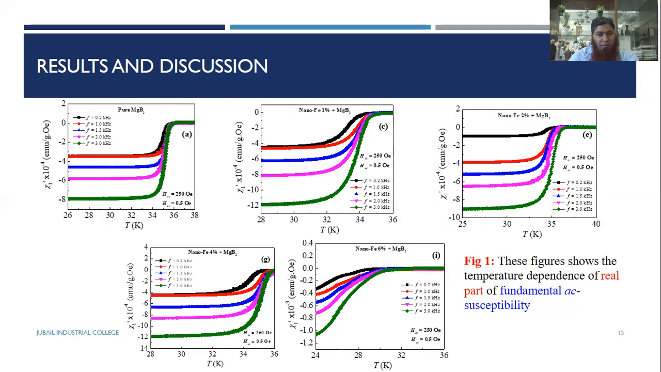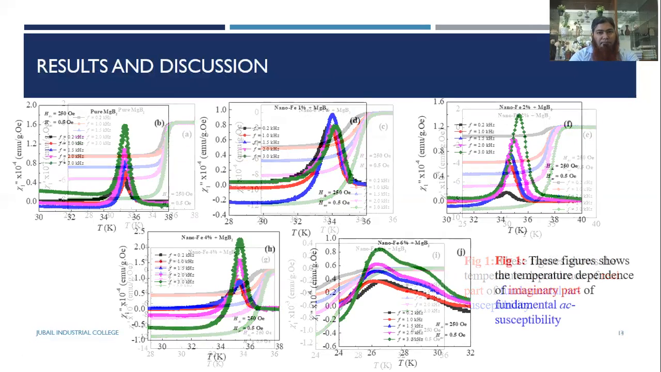Here you can see the transition temperature is near 34 or so, and also in the 2% the behavior is changing, and in 4% and 6%. In 6% the behavior is totally different, and the transition is around 28 to 32. So these figures show the temperature dependence of the real part of the fundamental AC susceptibility, which is figure number 1.